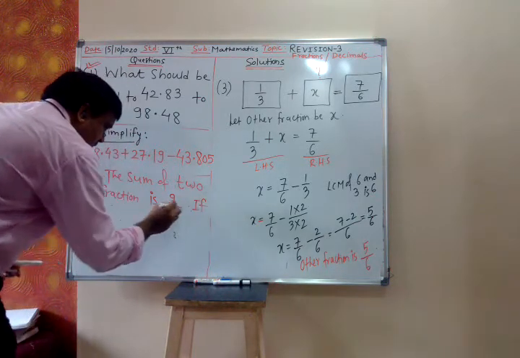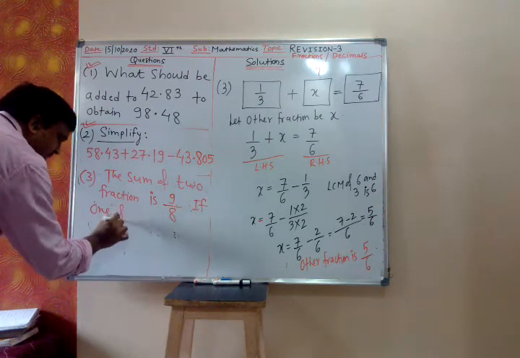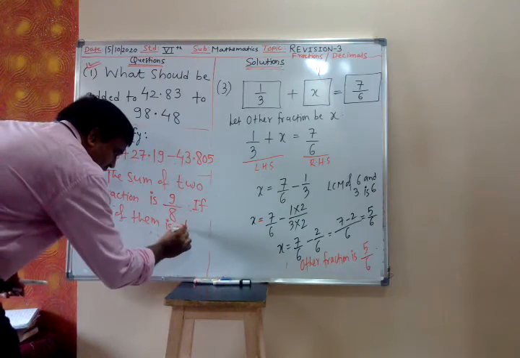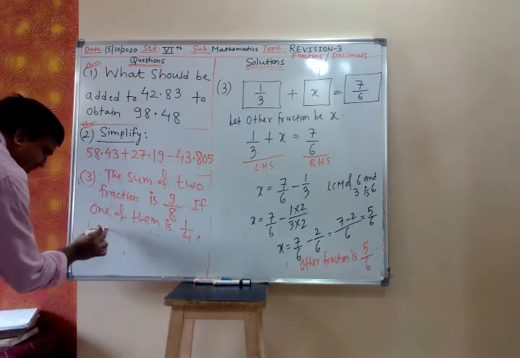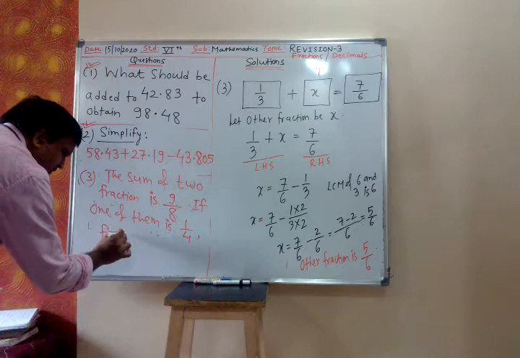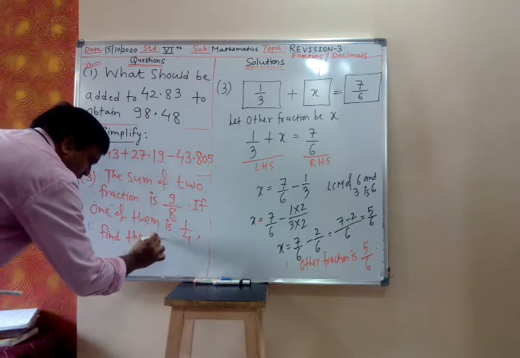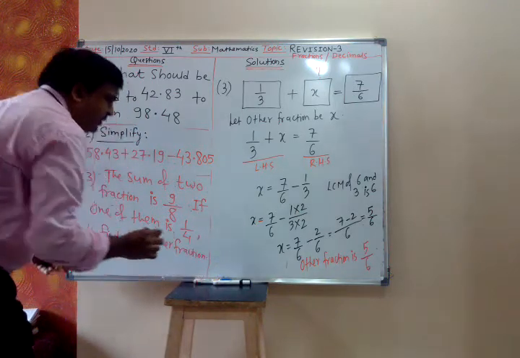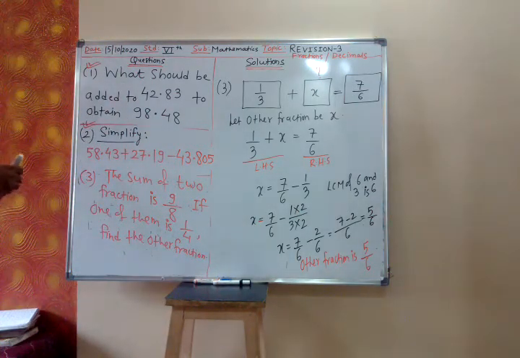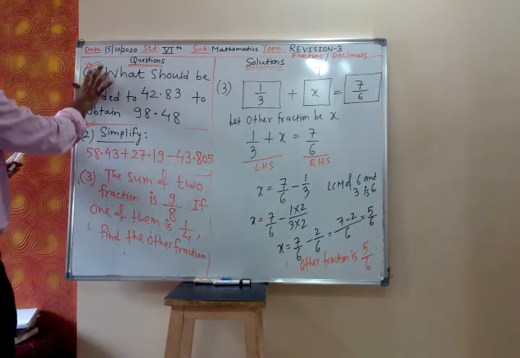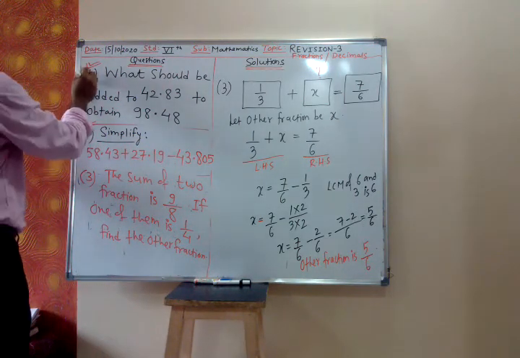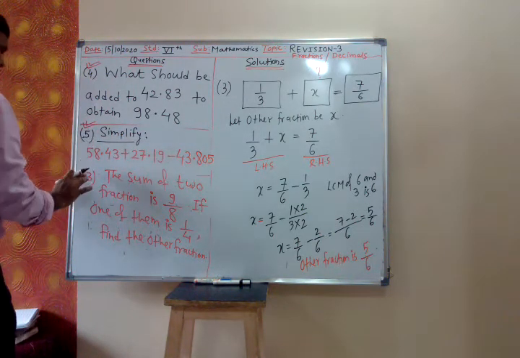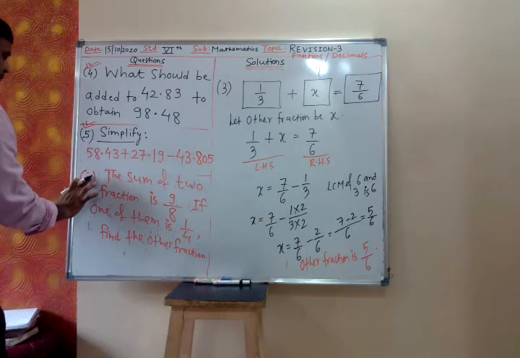No, you have to do it right now. If one of them is 1 by 4, immediately send me on the WhatsApp. No, not continuation, you have to solve. After solving, this is the fourth question: what should be added to 42.83 to obtain 98.48?